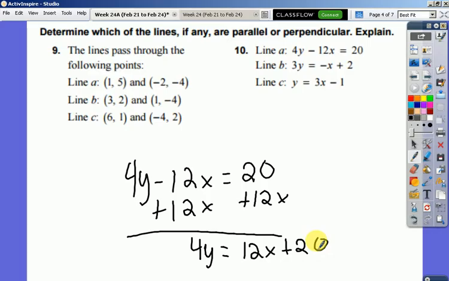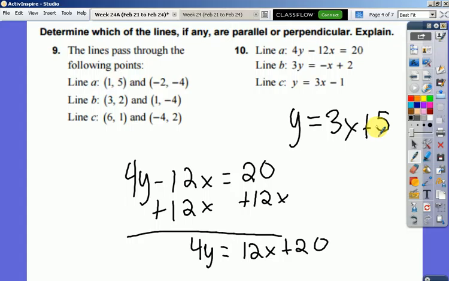Again, you'll see this on the test. So what else do I have to do to get y by itself? Divide by 4. Next one. Okay, so divide by 4. When you divide by 4, you get y equals, what's 12 divided by 4? 3x. What's 20 divided by 4? 5. Okay, so what is line A parallel to?